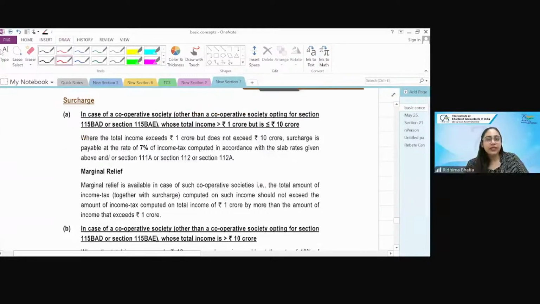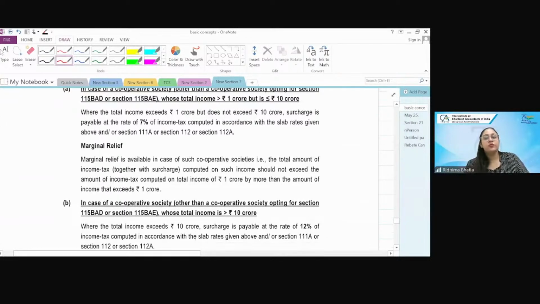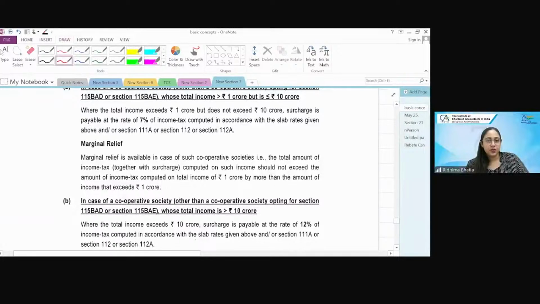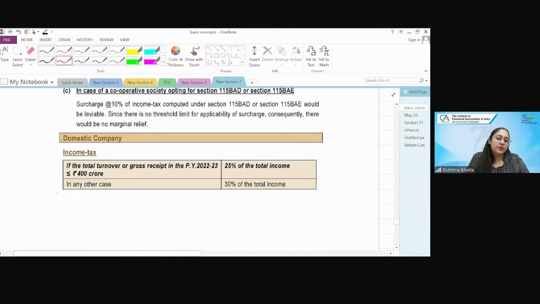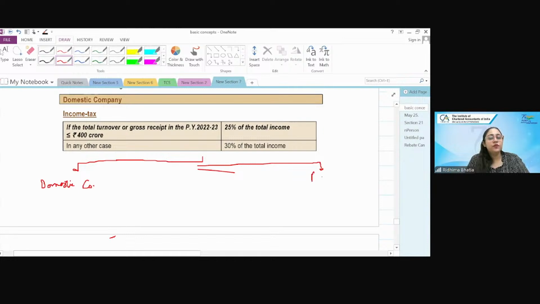Okay. Now we move on to surcharge for cooperative societies. Same, if an income is from 1 crore to 10 crore, surcharge is 7%. If an income is of more than 10 crore, surcharge is 12%. Let's move to companies, domestic company and foreign company. In India, domestic company has better rates than foreign company. Another change for foreign company is the rates are reduced. The rates are reduced for foreign company from this year onwards. That is for your previous year 24-25 onwards.